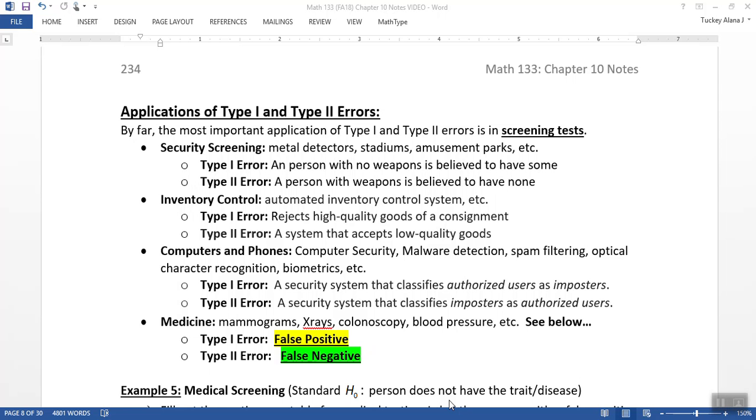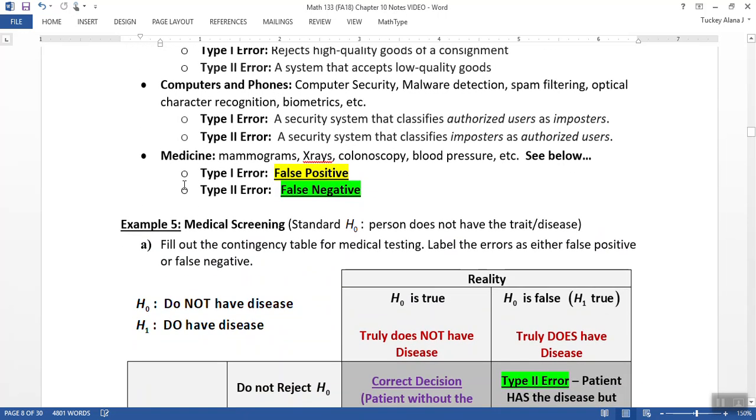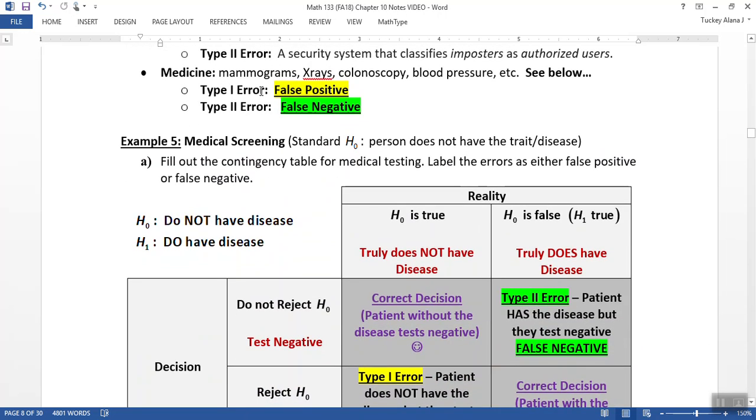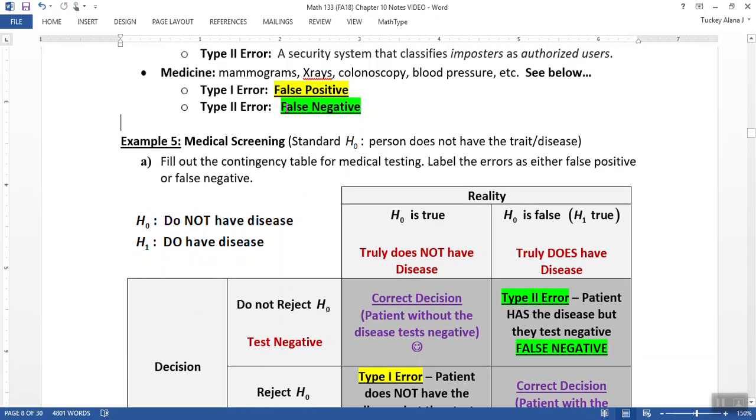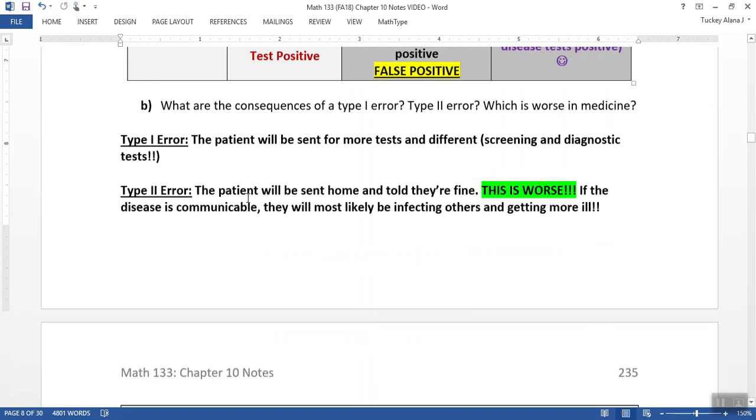We saw in the last video that type 1 and type 2 errors have all sorts of applications, particularly in screening tests. Screening tests for security on your computers and phones, and we focused a little bit on medicine. So the type 1 error is a false positive. Sorry, I forgot to fill out that blank before. And the type 2 error is a false negative. And both of these are pretty dire. In medicine, the false negative is particularly dire for reasons that were explained right here.